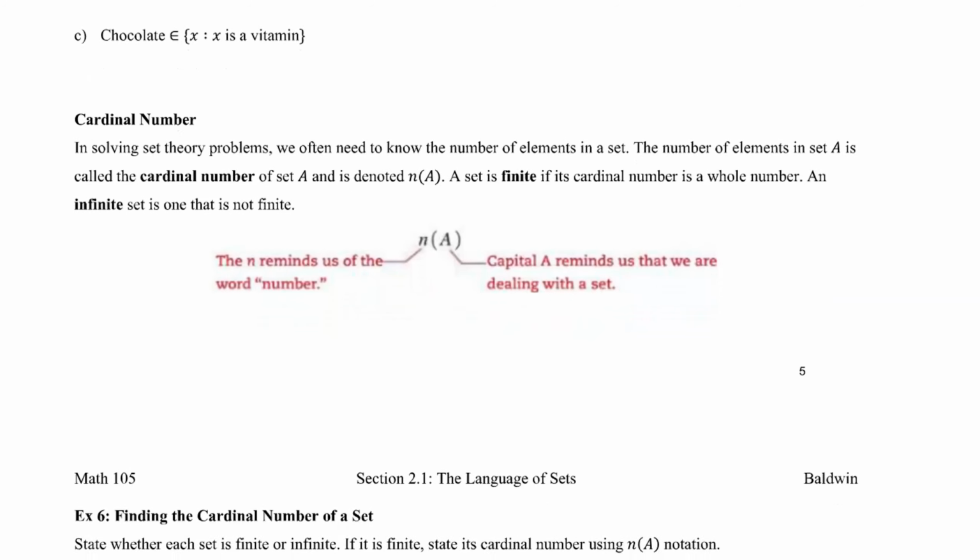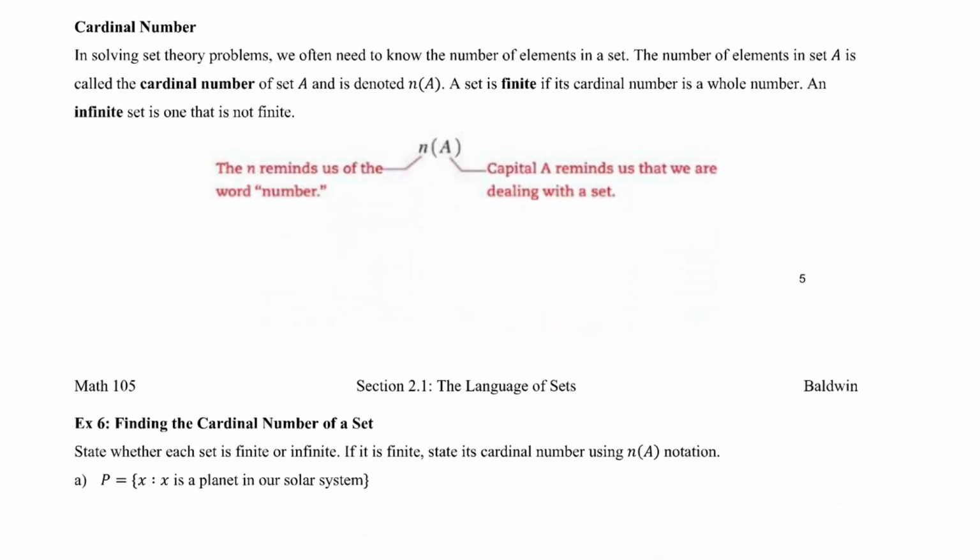The next thing we talk about is cardinal numbers. So when we're looking at set theory problems, a lot of times we need to know the number of elements in a set. And the number of elements in a particular set is what we refer to as the cardinal number of that particular set. And our notation is a lowercase n, and so that makes us think of the word number. And then in parentheses, we have our capital letter that is connected to the set we're focused on.